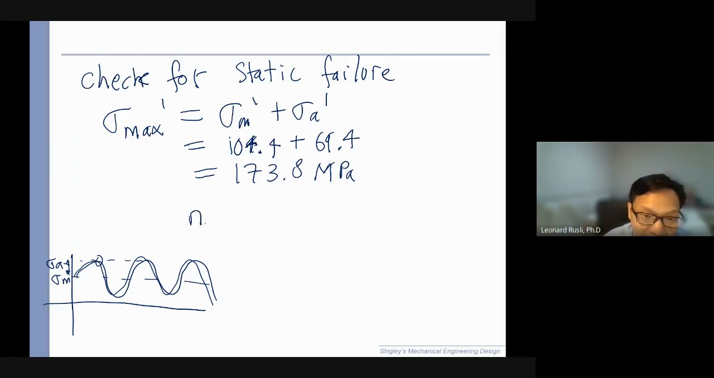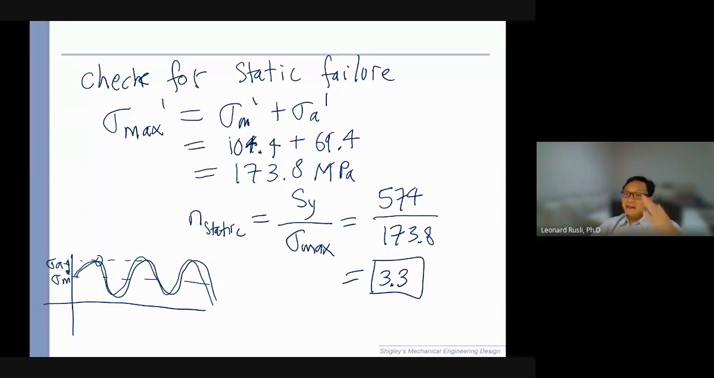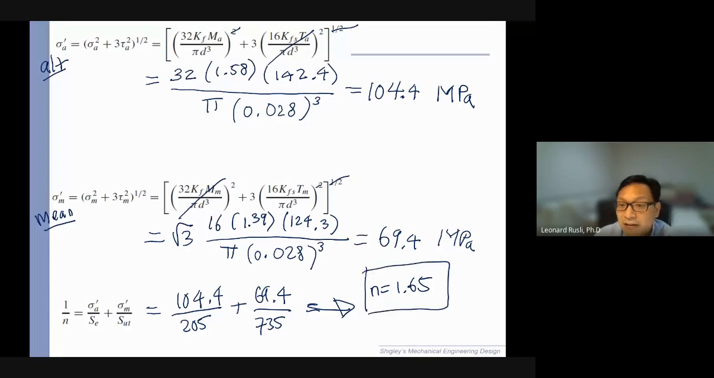Therefore, the factor of safety for static is you compare the yield strength with the max. Okay? Yield strength is 574. Again, this is probably given in the problem, but maybe I didn't put it in my slide. Yeah, again, you can check this on problem example 7-1 in Shigley's textbook if you have it. But if not, consider the 574 as a given number. Okay? So 3.3. Therefore, looking at this number compared to the fatigue factor of safety, it is safer in the static condition than in the fatigue condition, right? Which is expected, right? The fatigue factor of safety is 1.65.